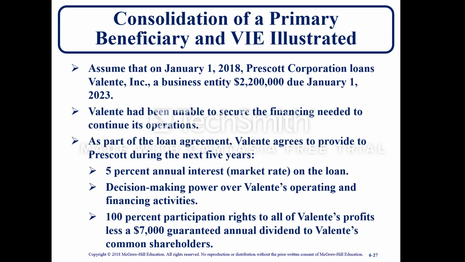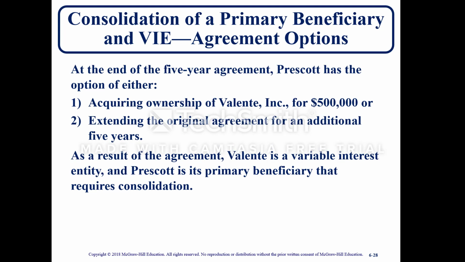Assume that on January 1st, 2018, Prescott Corporation loans Valente Incorporated, a business entity, $2.2 million due January 1st, 2023. Valente had been unable to secure the financing needed to continue its operations. As part of the loan agreement, Valente agrees to provide to Prescott during the next 5 years 5% annual interest, the market rate on the loan, decision-making power over Valente's operating and financing activities, and 100% participating rights to all of Valente's profits, less a $7,000 guaranteed annual dividend to Valente's common shareholders.